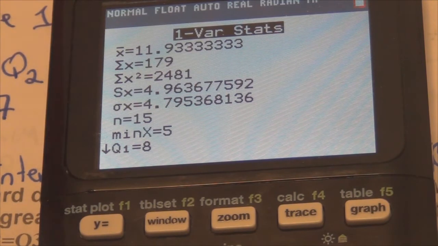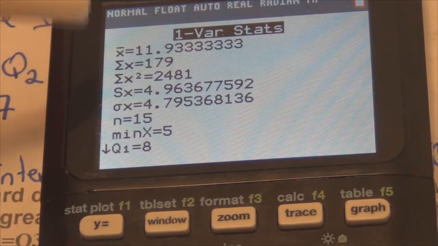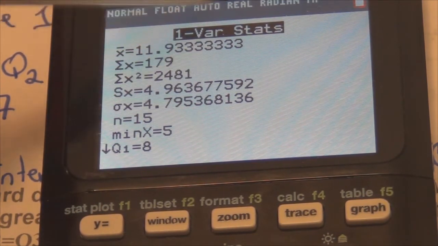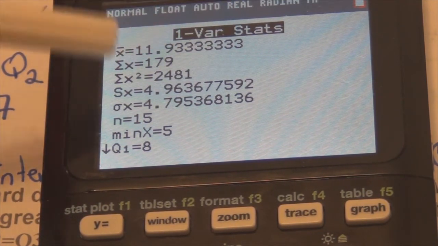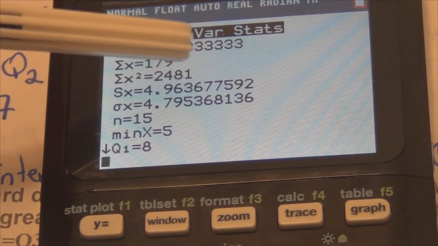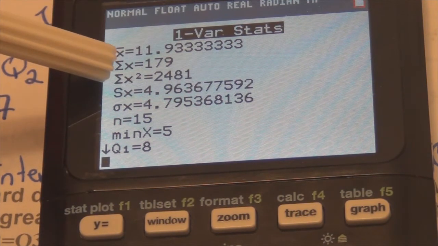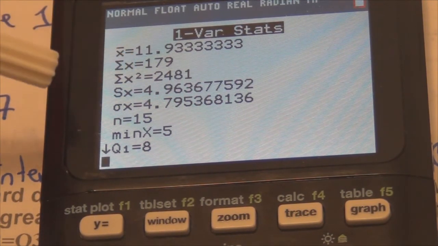This is the sum. This is sigma, capital sigma. So this means the sum of all the x's is 179. In other words, if you add them all up, you get 179. If you square each of them and add them up, you get 2,481. Okay. Then this is called the sample standard deviation, S of x.